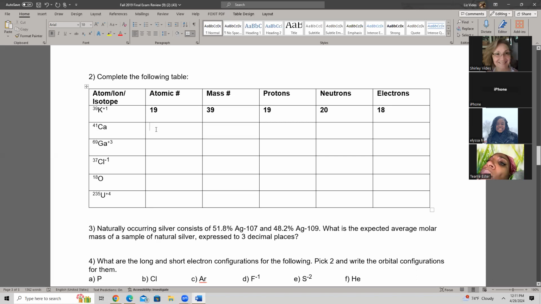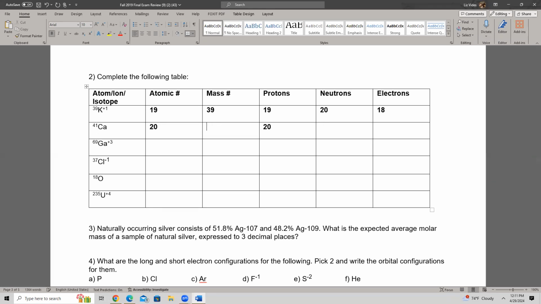Calcium is 20. It's right next to potassium. Obviously, the protons are 20 also. The mass is going to be 41. The neutrons is going to be 21. And the electrons, no change because we don't have it charged.